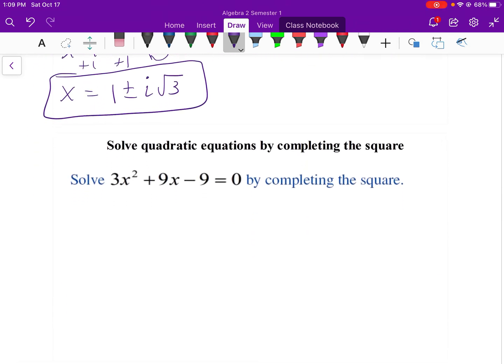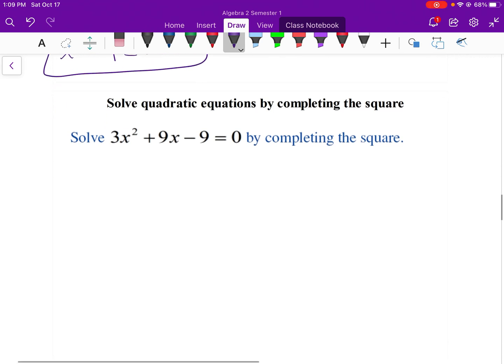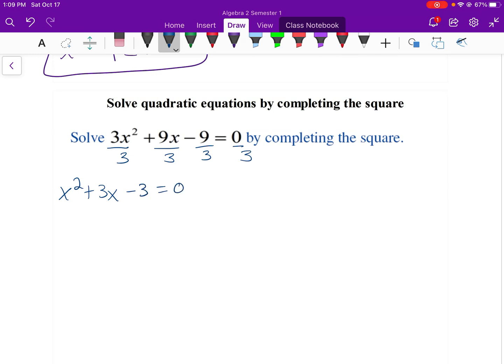All right, so for the next one, same idea. You need to get that a value to be 1. So we need to divide everything by 3. When we do that, we end up with x squared plus 3x minus 3 equals 0.